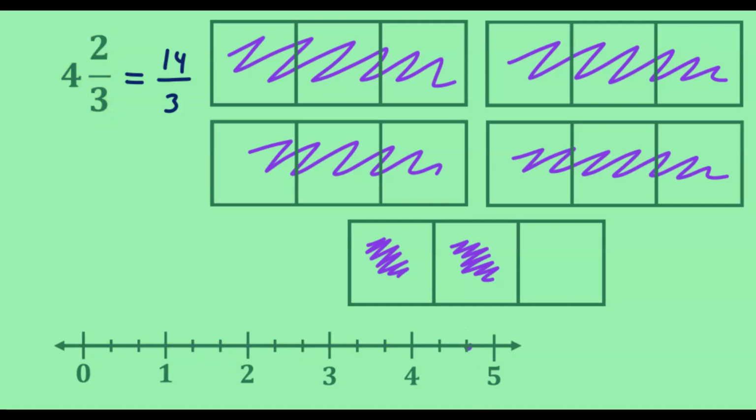That is, we are going to mark this point over here. This point represents the mixed number 4 2/3 on the number line. And if we have a look at the number line, we can see that this point lies between 4 and 5. So once again, we obtain that 4 2/3 is a number which is greater than 4 but less than 5.